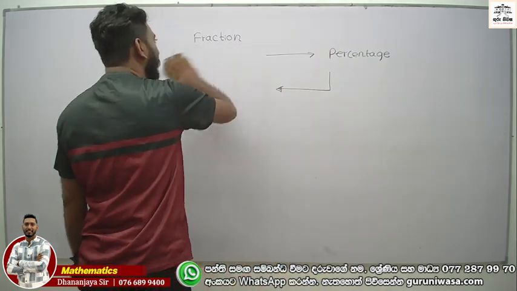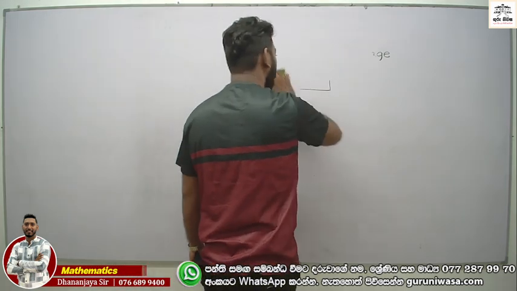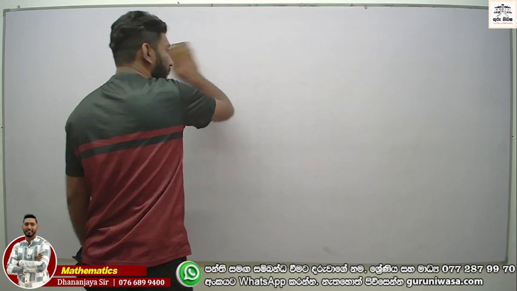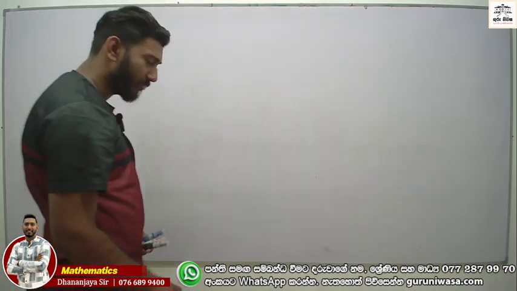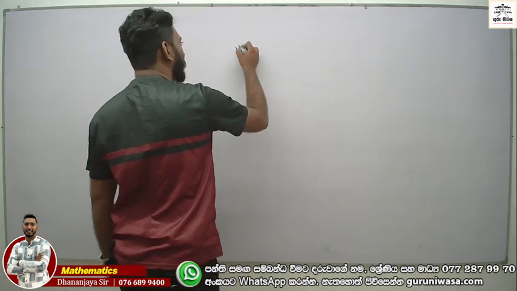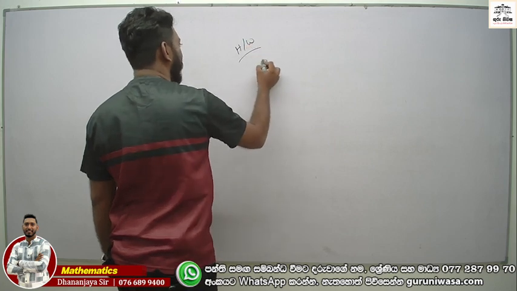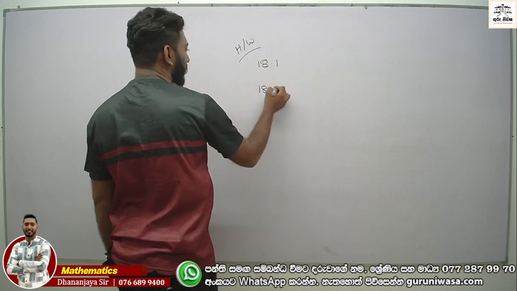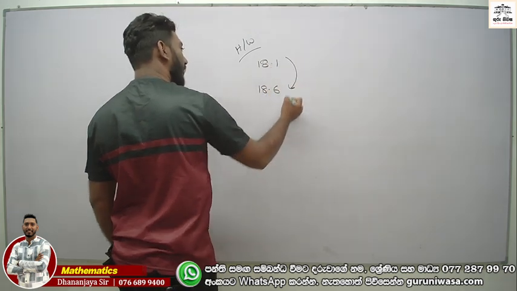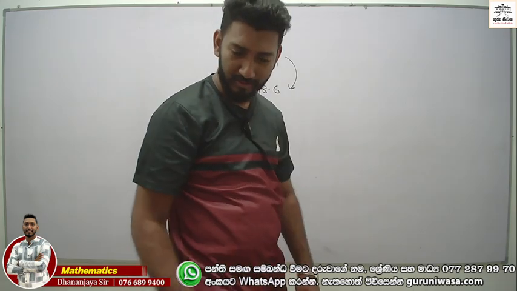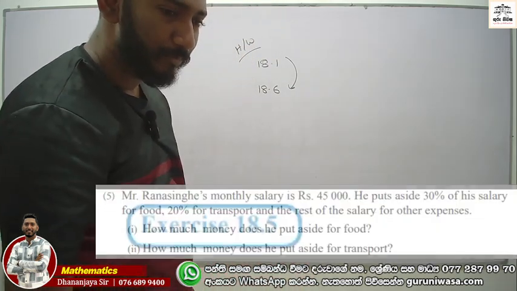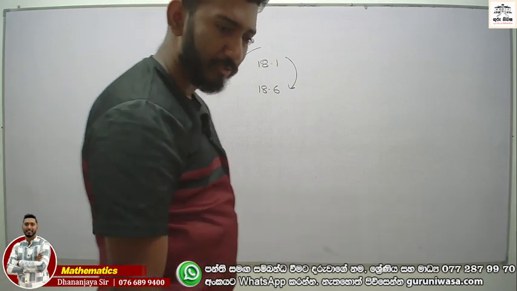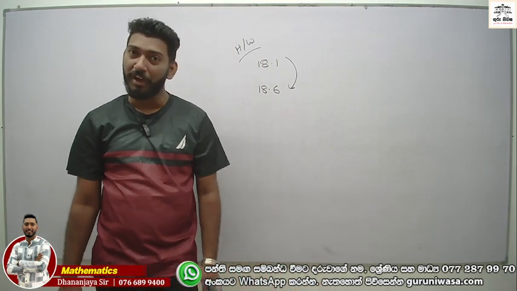There are 6 exercises in your textbook, right? So the homework is to do as many calculations as you can, right? 18.1 to 18.6. There are so many questions in your textbook, right?